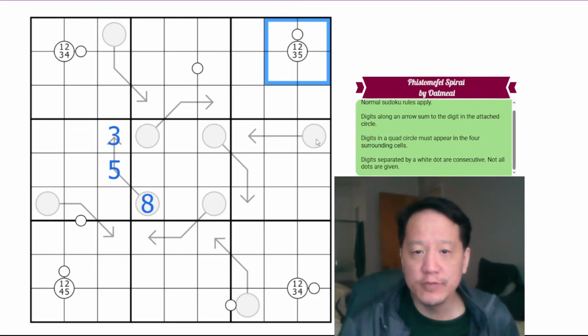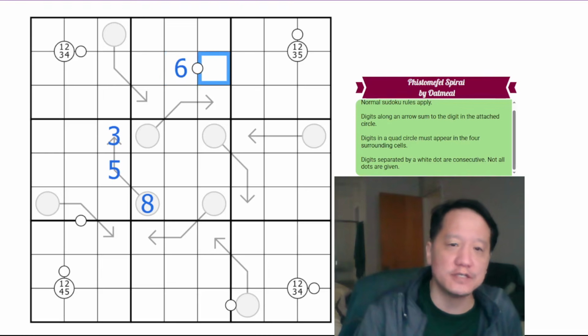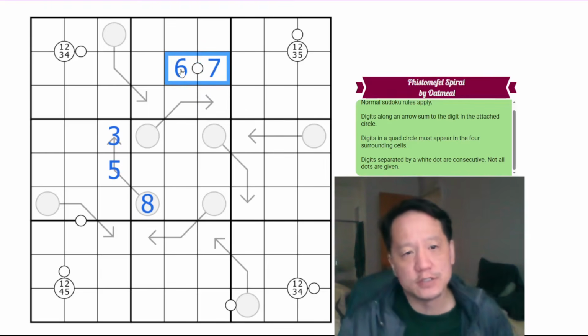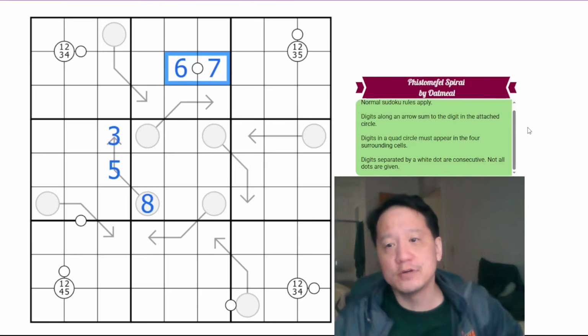And finally, digits separated by a white dot are consecutive, and not all dots are given. So for example, if this were a 6 here, this would have to be 5 or 7 to make sure that these digits are consecutive. And those are all the rules.